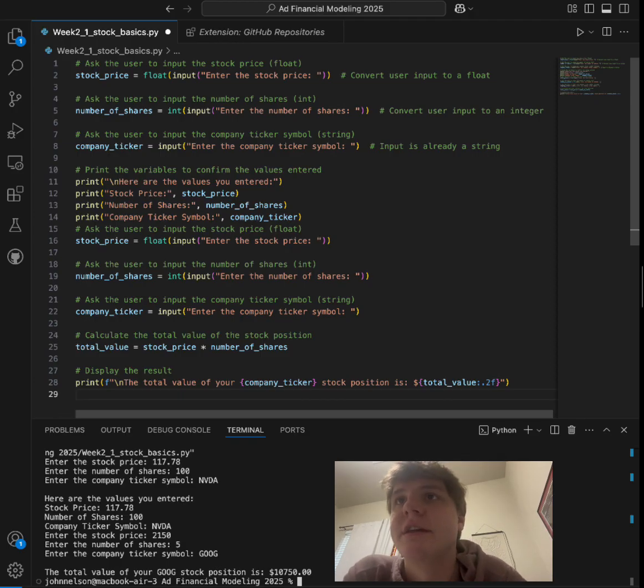First, we were asked to create variables of different data types, int, float, string, to store financial data. Stock price is float, number of shares is int, and company ticker symbol is string.